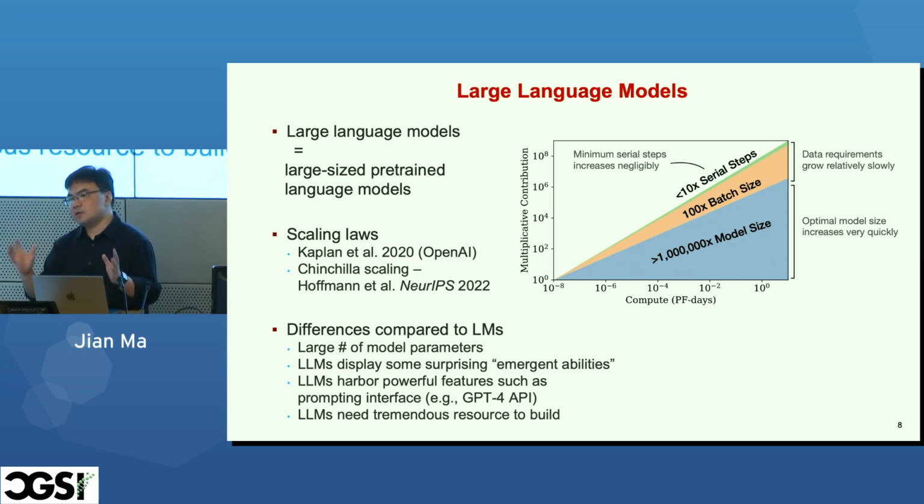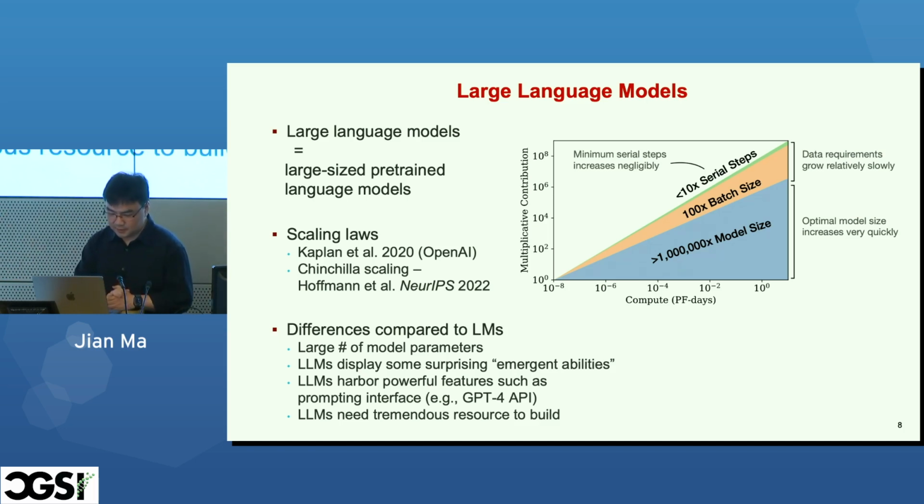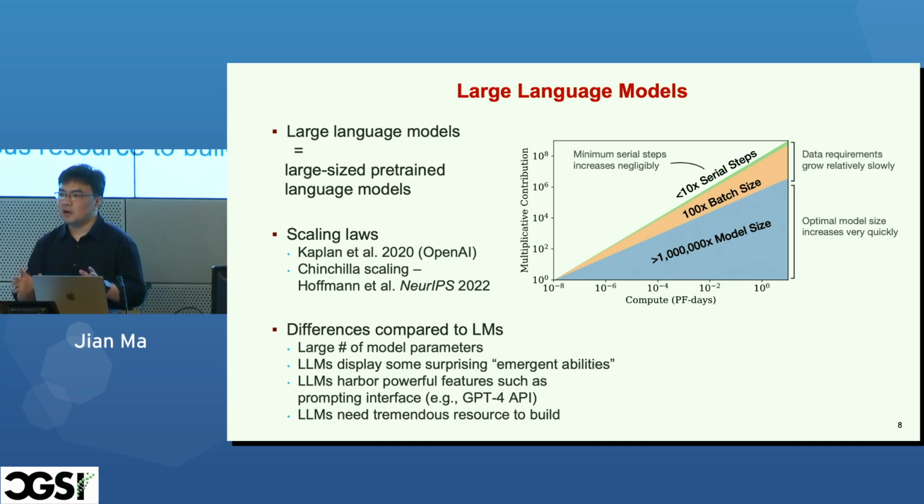But in the meantime, there are certainly other types of opinions. For example, Hoffmann et al., from last year at NeurIPS, and I think this is from DeepMind, had a different analysis and found that the data itself is also equally important. So you really need to balance the data and also the model size at the same time.